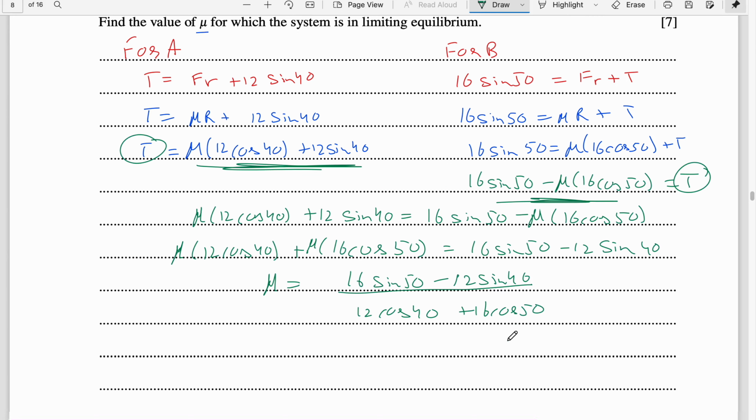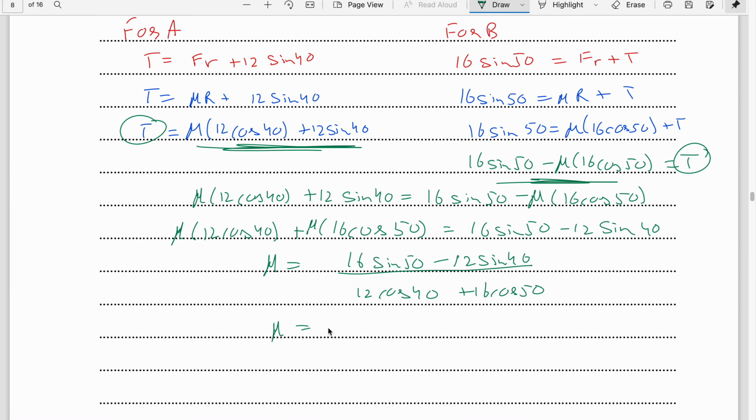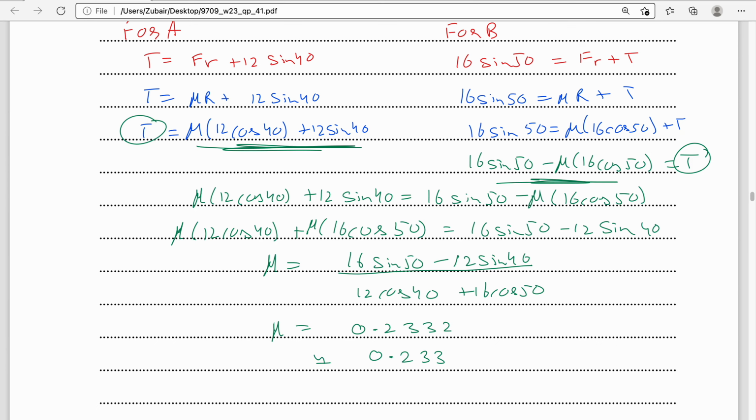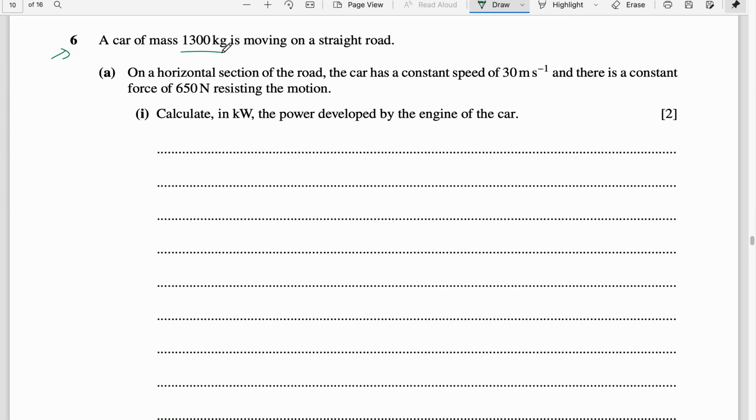Now use your calculators to get the value of mu, which is 0.2332, approximately equal to 0.233.